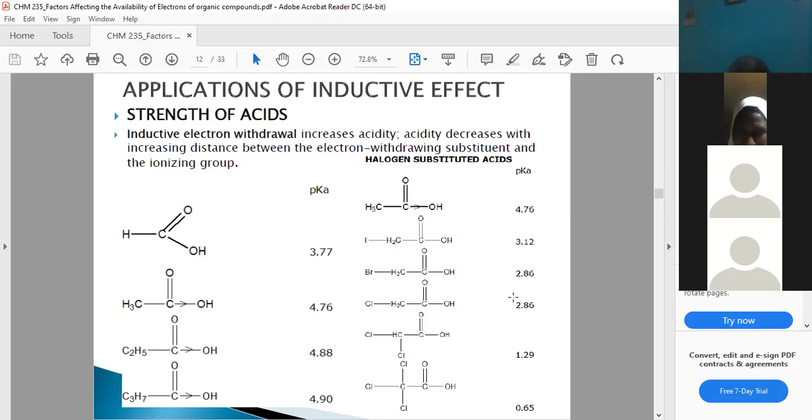We know that the stronger the electronegative atom, the stronger the inductive effect, the stronger the acid. The weaker the inductive effect, the weaker the acid. Another point is that the closer the electronegative atom is to the carboxylic functional group, the stronger the acid. The farther away the electronegative atom, the weaker the acid. Is that understood? Yes, sir.